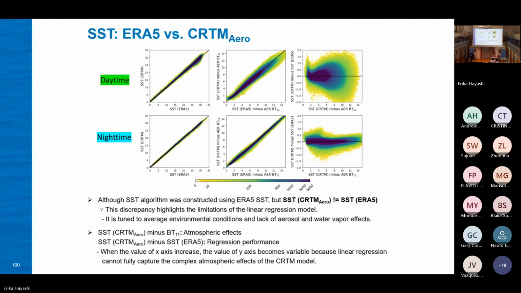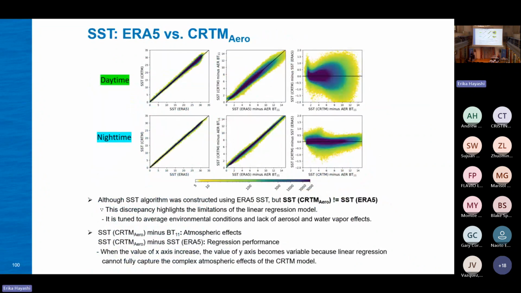And the y-axis represents the CRTM SST minus the simulated brightness temperature at the 11 micrometer band. When the value of the x-axis increases, the value of the y-axis becomes variable, especially during daytime, because linear regression cannot fully capture the complex atmospheric effect.